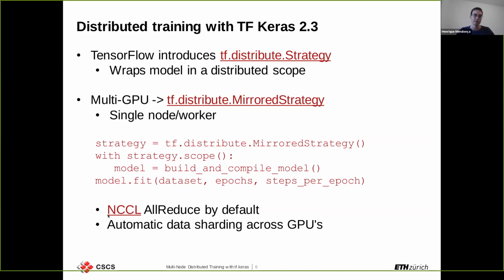This automatically uses NCCL all-reduce as well, as you just saw before. The same all-reduce algorithm synchronized across the GPUs. And it also does data sharding automatically in your dataset. Although you have done nothing on your dataset, it will automatically shard parts of the dataset to different GPUs, right? But as I said, this only works for a single node. And at CSCS, our nodes only have a single GPU, so it's completely useless for us. But it's good to know anyway.